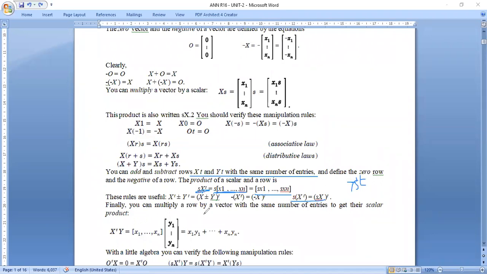Next, this is x to the power of t into y. x^T, in the sense just a horizontal representation, into just a normal y. If you perform the product like this, then you will get the result in the form of a single value: x1 into y1 plus x2 into y2, and so on. Clear?